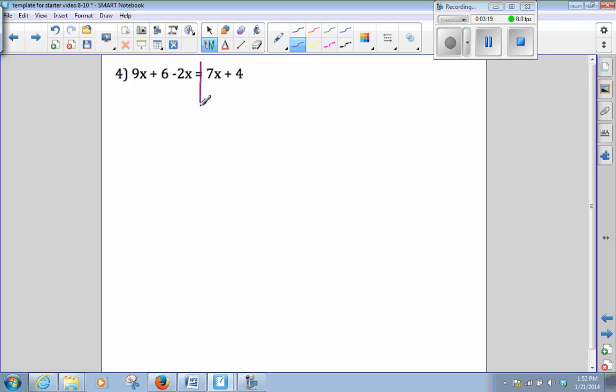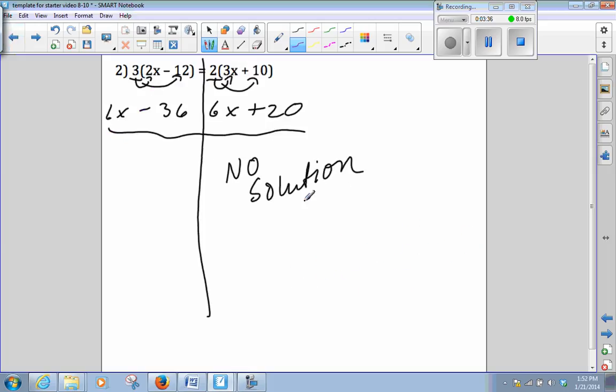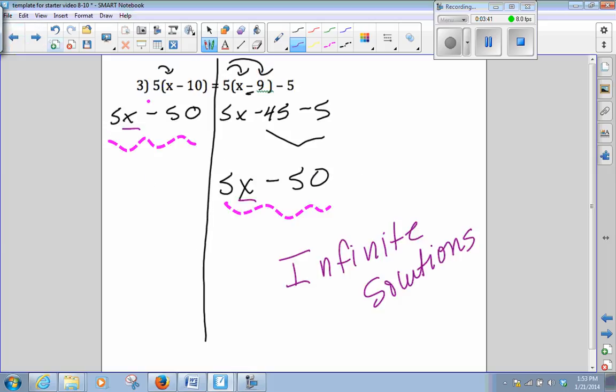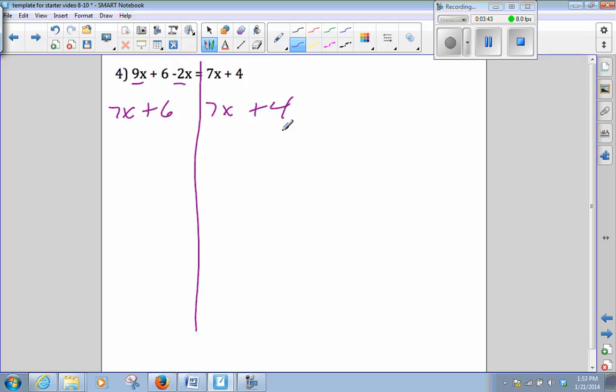Last but not least, I've got a 9x and a 2x that can go together because I can combine x's. 9x minus 2x is 7x plus 6. On the other side, I've got 7x plus 4. Well, this example is just like the one that we had here, where we had 6 x's and then different numbers with them. Now we have 7 x's but different numbers with them.